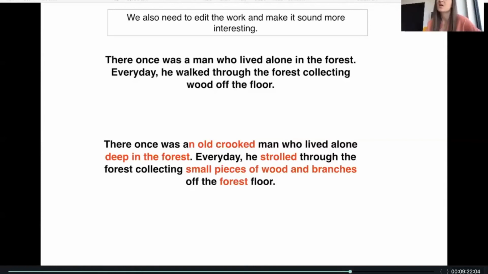Instead of just saying he was collecting wood. And he's collected it off the forest floor. Not just off the floor, off the forest floor. You can see by just adding a few more words and changing some of my words, I've actually made that paragraph far more interesting. So this is something I want you to think about when you are writing your stories or when you are editing them.